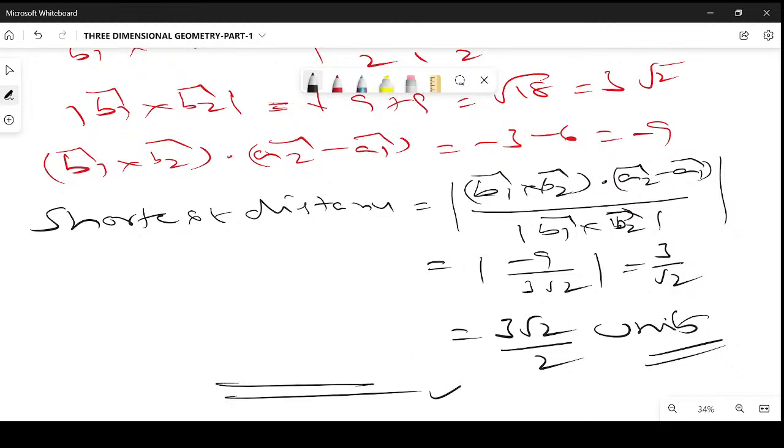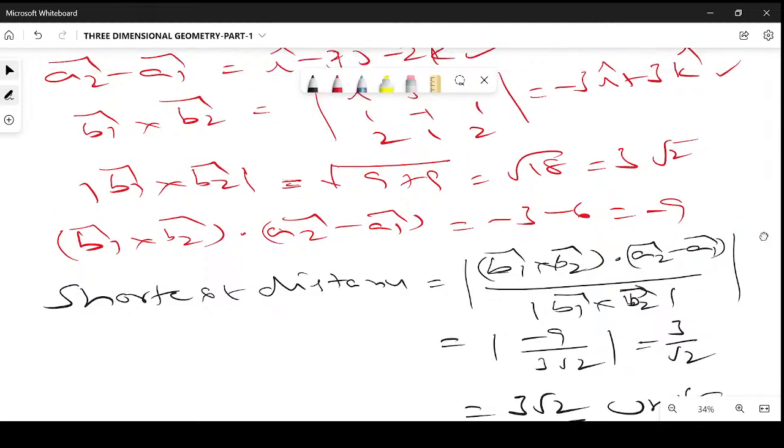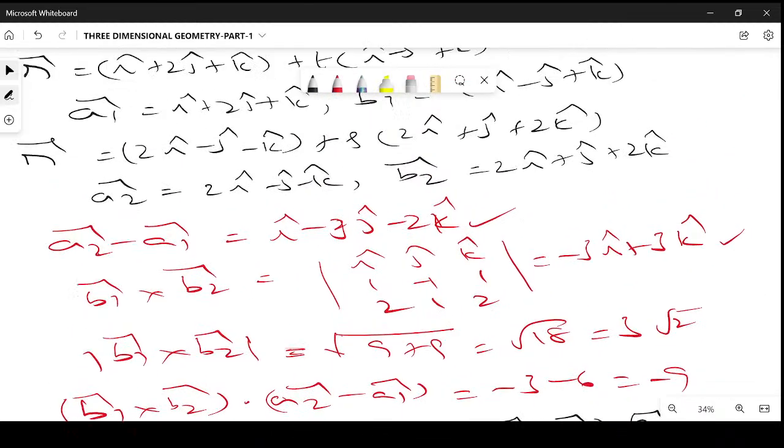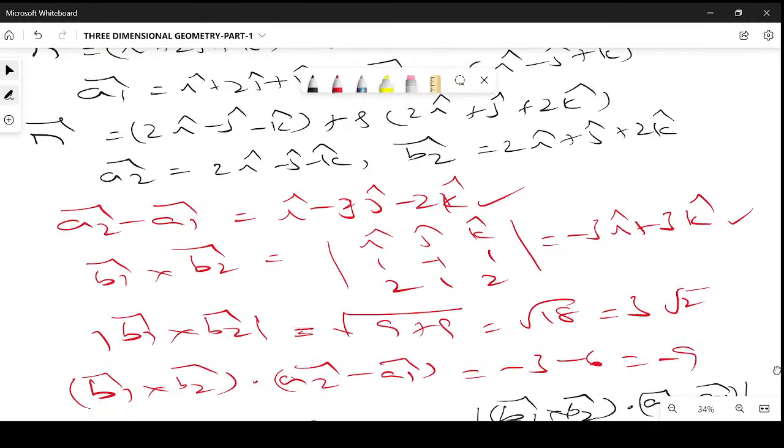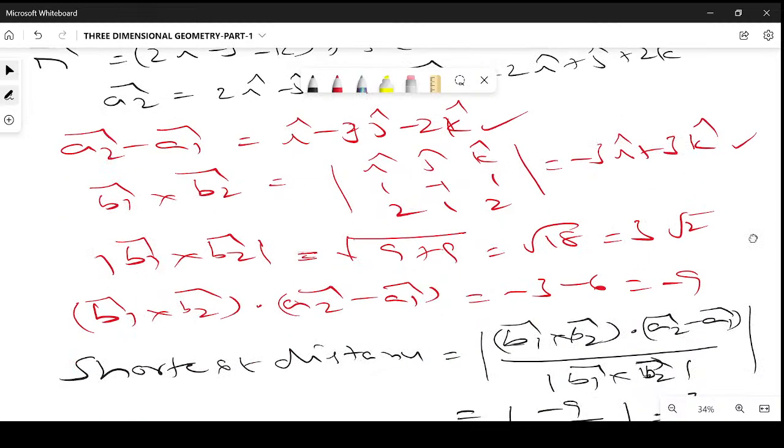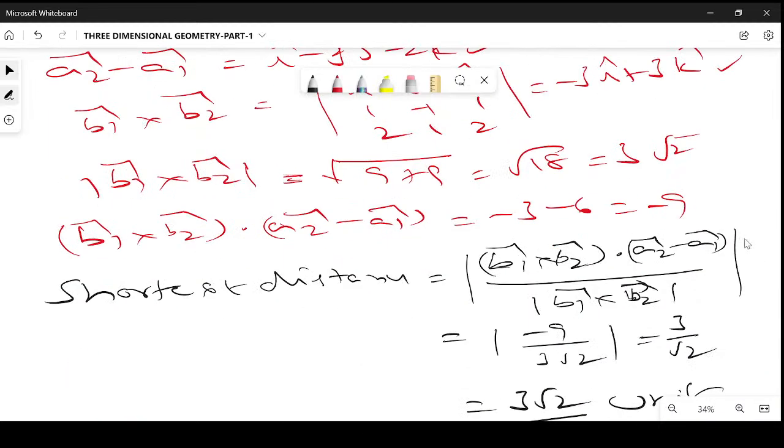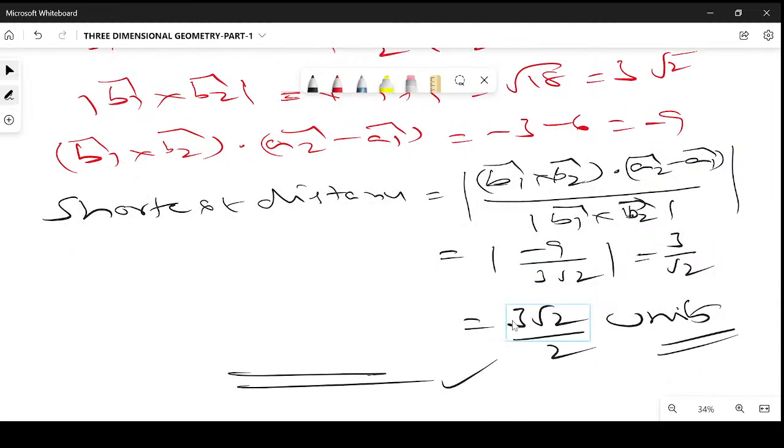I hope with this I have completed the session. Does anyone have a doubt about this problem? You can ask me, and I can explain again the shortest distance between two lines. As practice, this is an important one. You can practice. Anyone have a doubt? You can ask me, I can explain again.